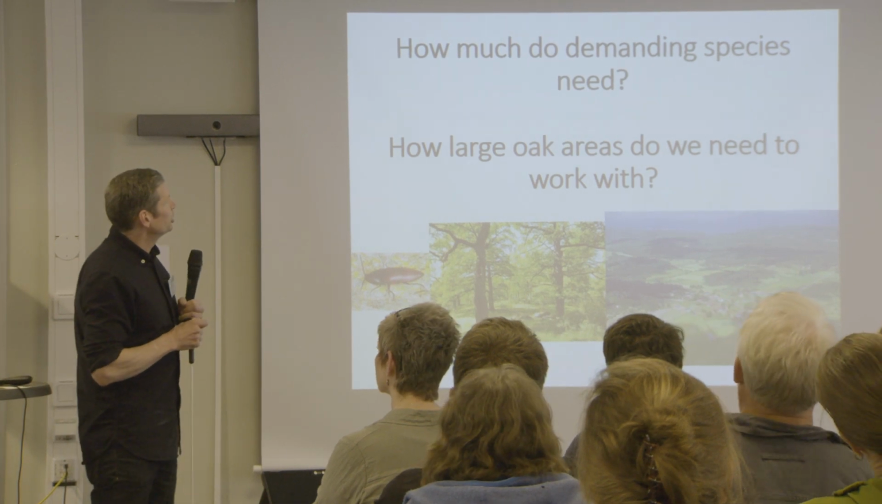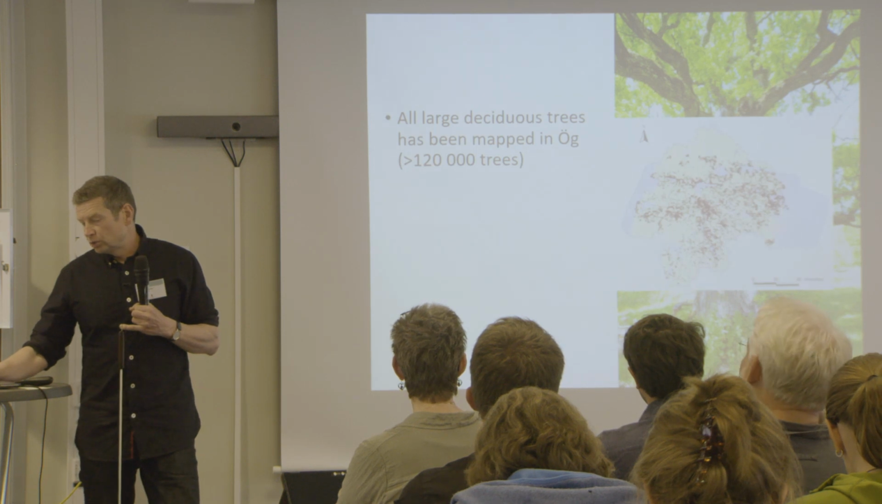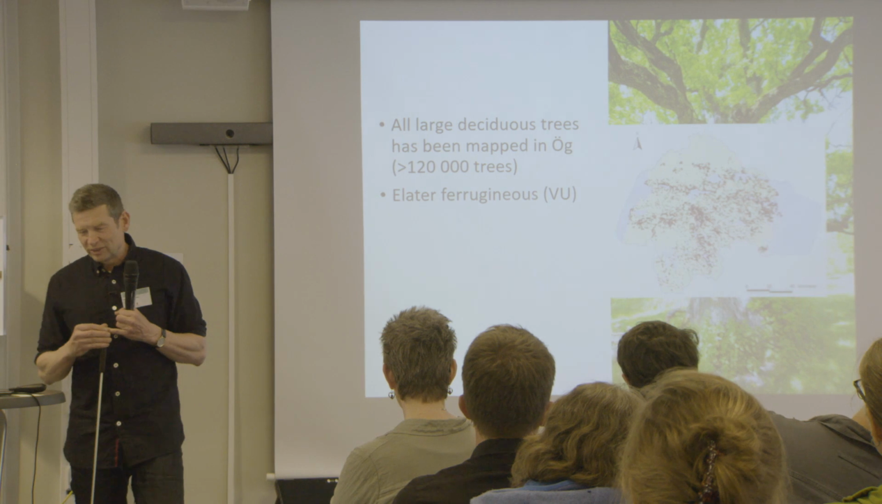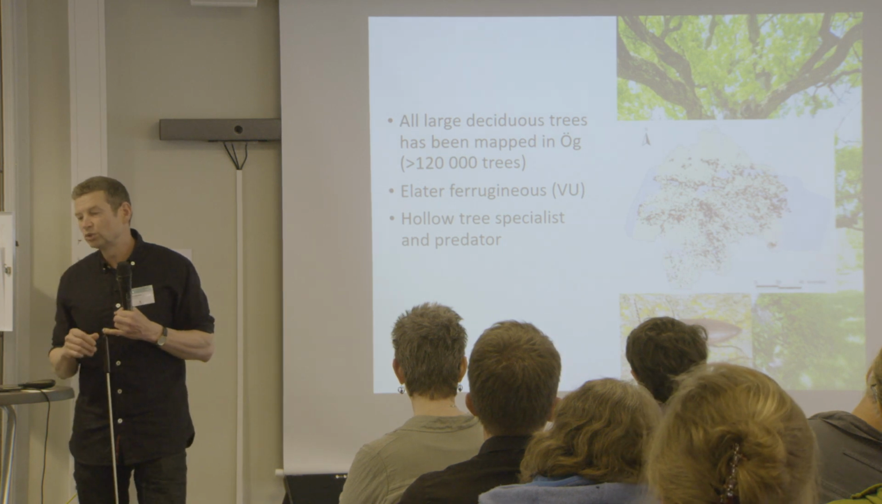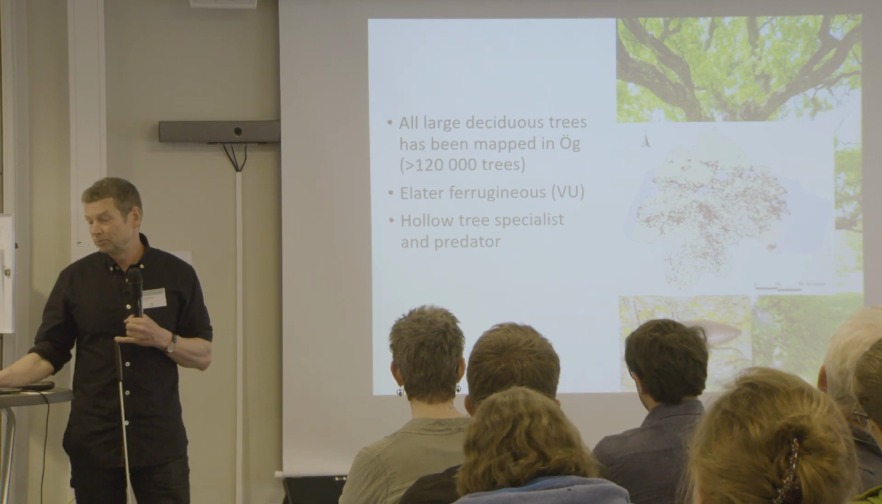How much do demanding species need on the landscape level then, if we step up from the stand level up to the landscape level? So how large oak areas do we need to work with? We tried to answer that question, and Östergötland was a good study area because all these large deciduous trees have been mapped here. So we had a good starting material, and we have a good species to study also, Elater ferruginus. It's a hollow tree specialist and predator on Osmoderma eremita, the hermit beetle.